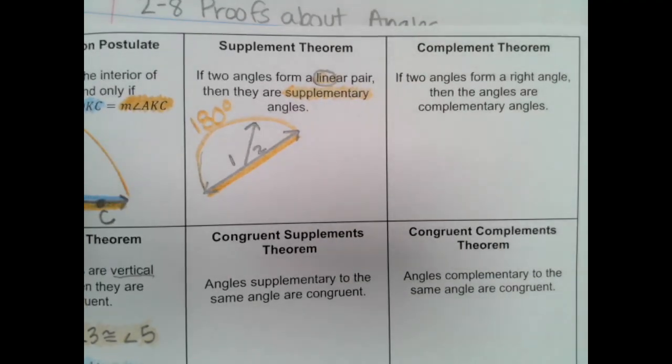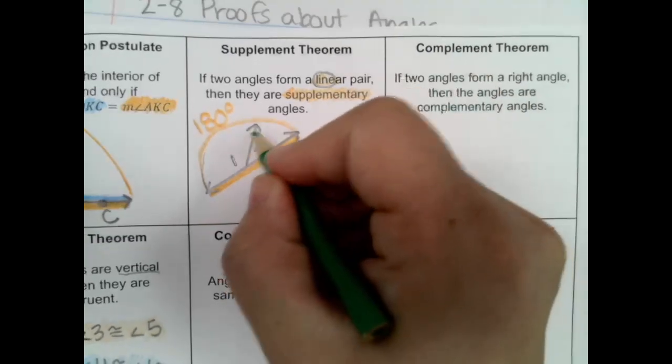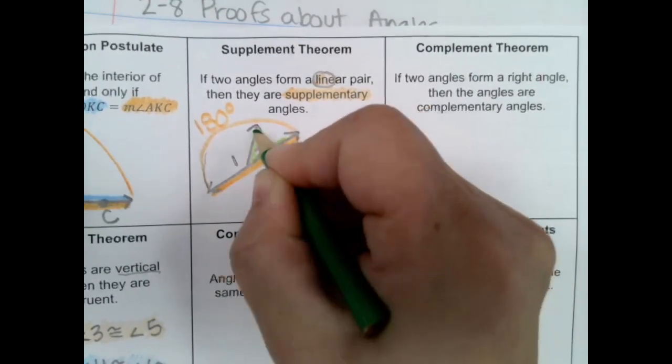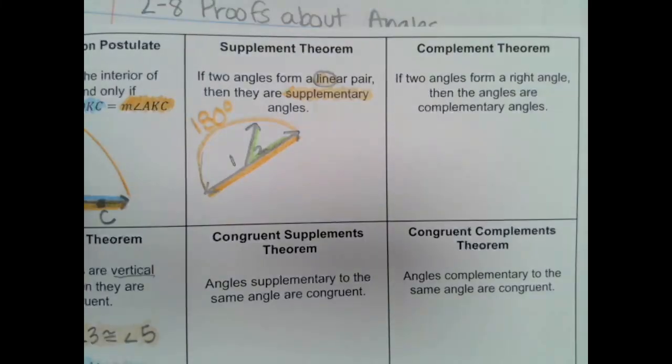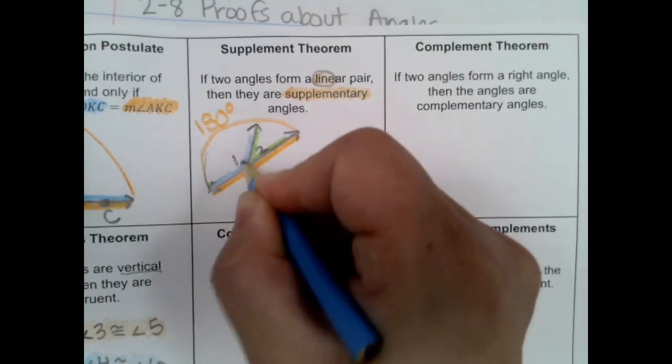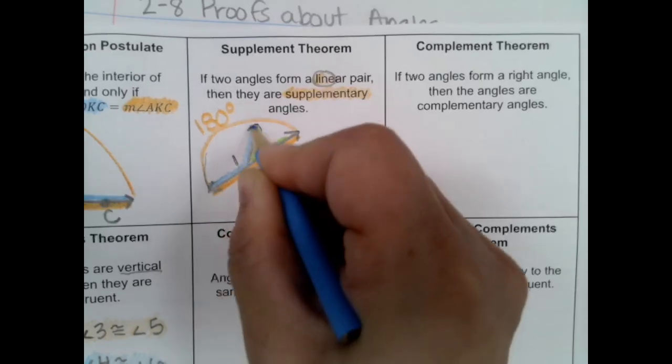Alright, so if you want to color code these, you can. You can do angle 2 in green. Supplementary means that they add up to 180. That's that definition.